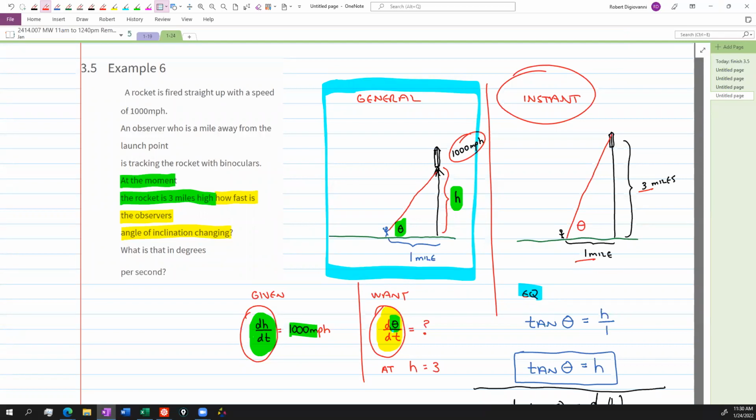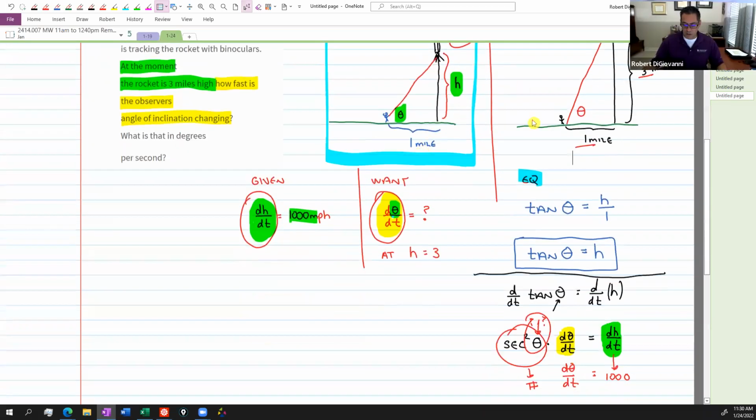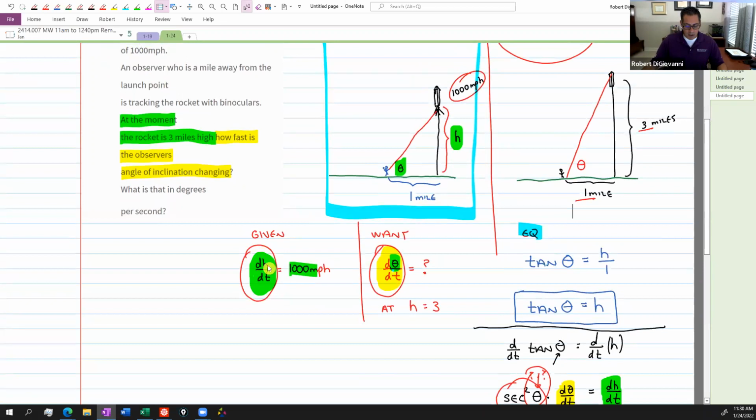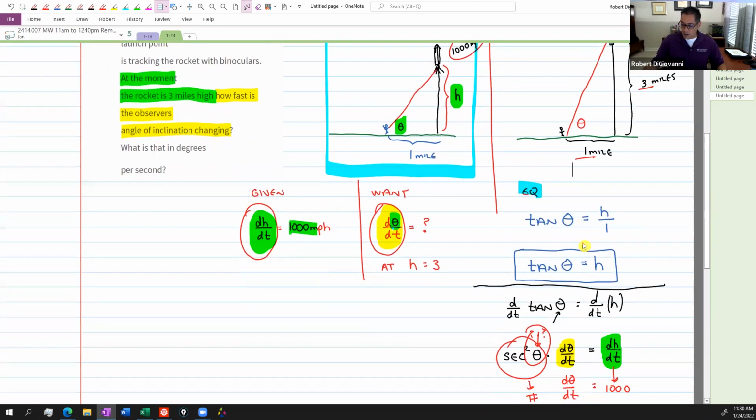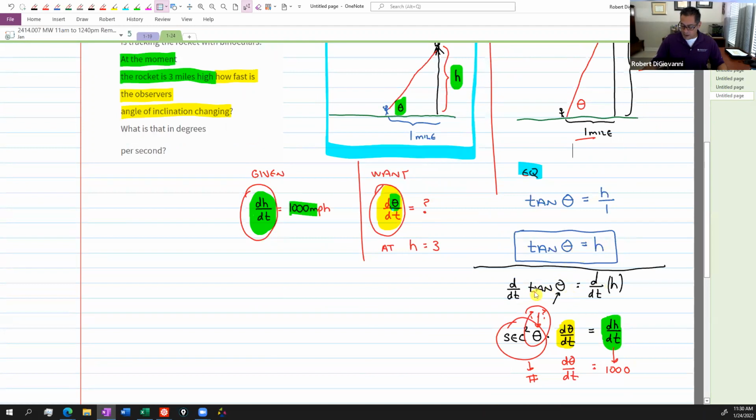Yes. So let me just recap this problem. We drew a picture. We figured out what we're given, what we want. We found the equation, very important. We differentiated it with respect to time. We got our d theta/dt, dh/dt. The big issue for us right now is that we have to know what theta is, right? And that's going to require some more work. Agree? Okay.